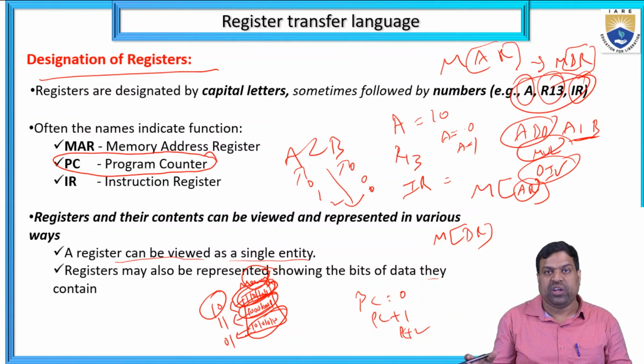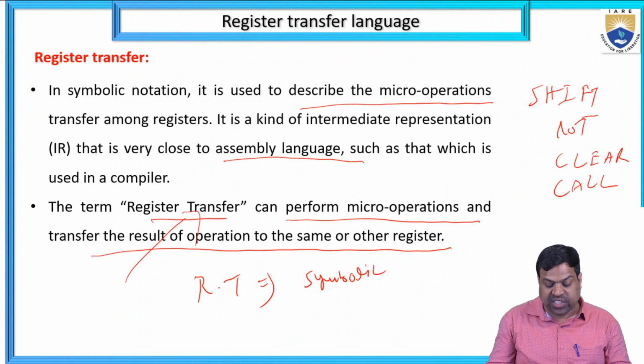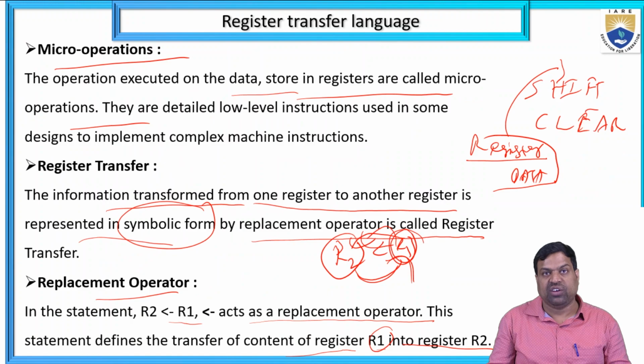MAR means memory address register, and MDR is the memory data register. For address specification I'm taking MAR, for data specification I'm taking MDR, and for the number of counts, how many iterations there are, we are taking the program counter. And the instruction register means we are following add, multiply, divide. These are the instructions followed by the register. And register transfer language is an intermediate representation.